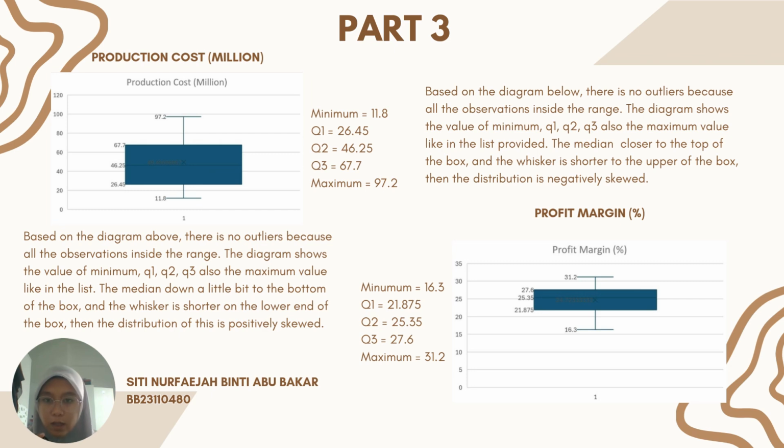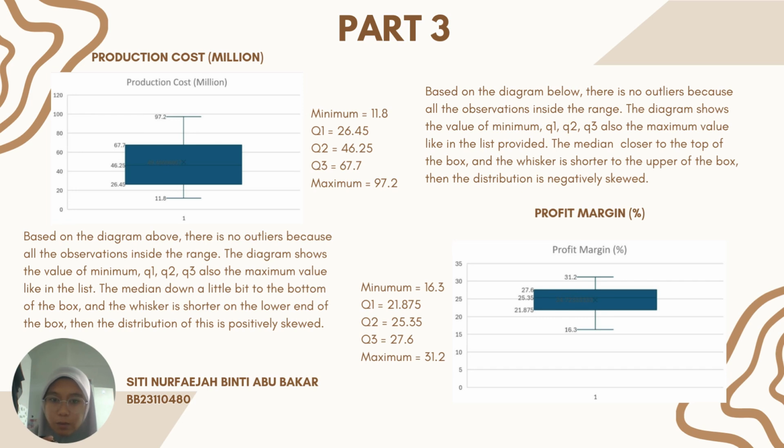There is no outlier because all the observations are inside the range, which is between negative 35.43 and 129.58. Also, the median is a little bit toward the bottom of the box, and the whisker is shorter on the lower side of the box, so this is positively skewed.